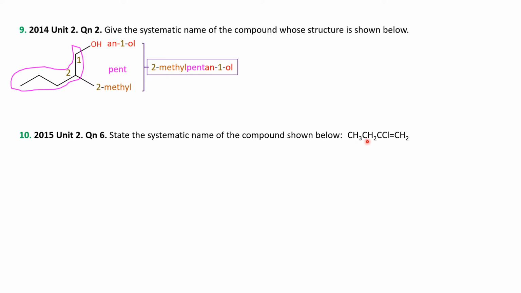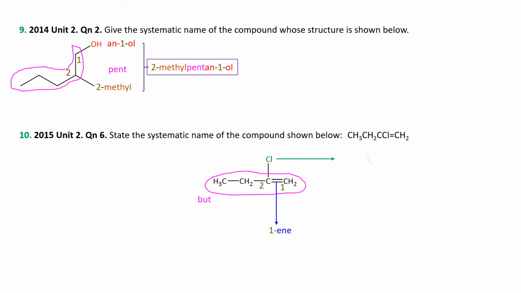Systematic name of this compound here. Now I say below because I've expanded it out. So CH3, CH2C with the chloride, double bond CH2. So longest chain that includes the double bond, 1, 2, 3, 4, means it's a but. Double bond will determine where the numbering starts, so 1, 2, and of course the chloro therefore is 2.